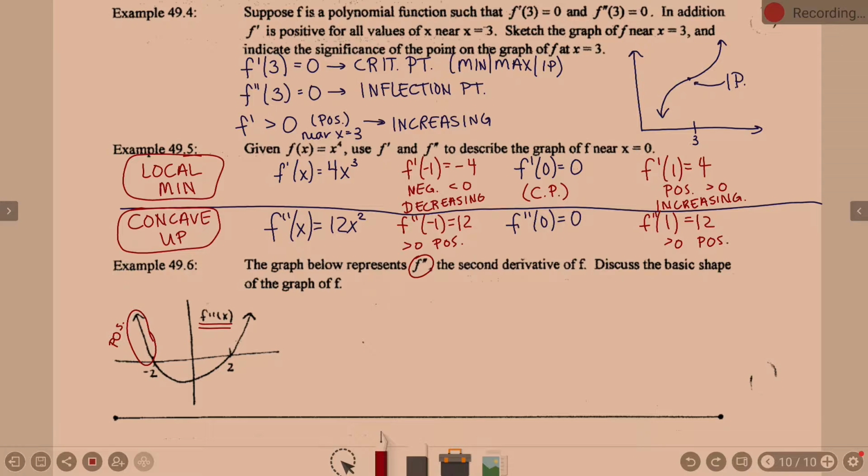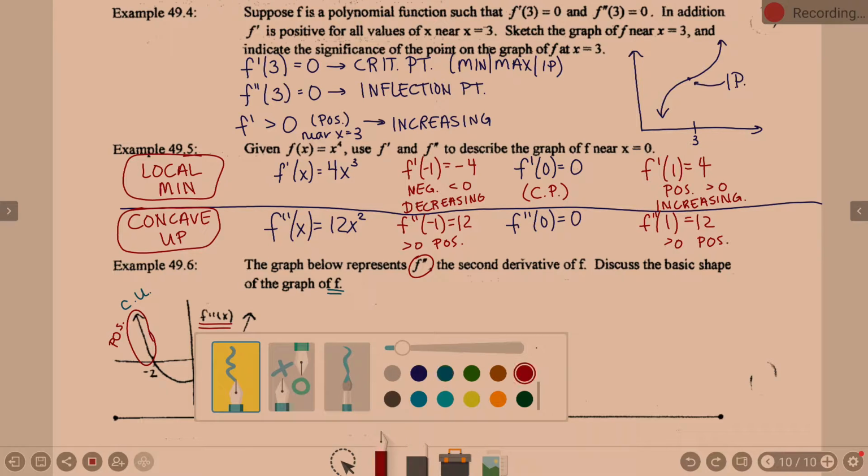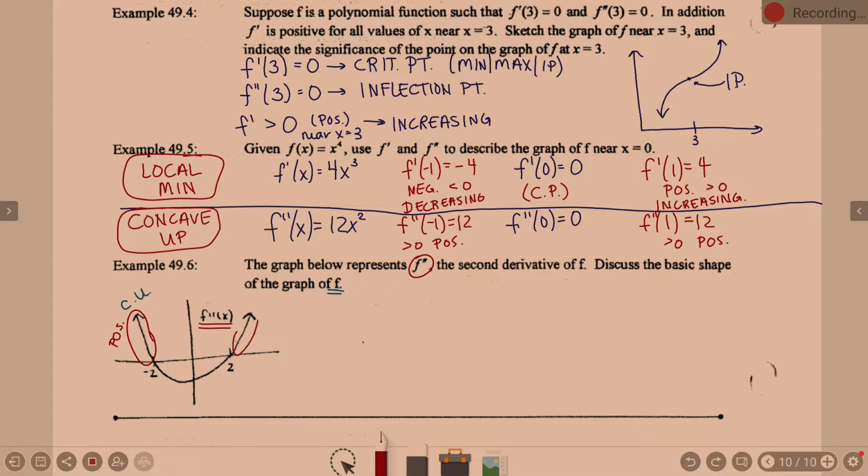If my second derivative is positive, what's that going to mean about f? If the second derivative is positive, the original graph will be what at that point? Concave up. Because when your second derivative is positive, that will indicate concave up. And there's another spot that that same thing happens, yes? And that is when x is to the right of 2. Notice my second derivative is positive, which means my original graph will be concave up.